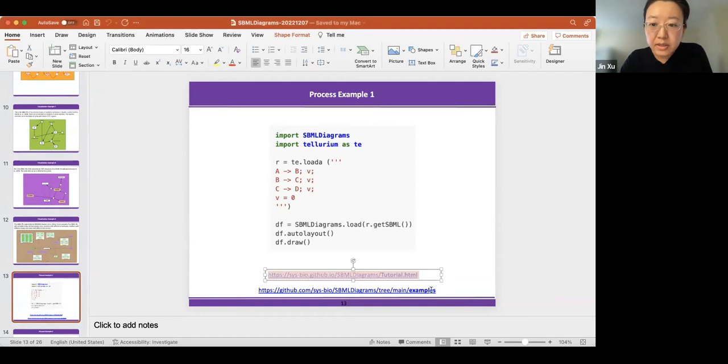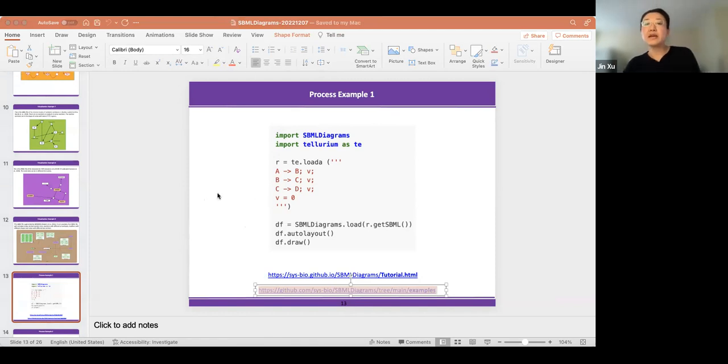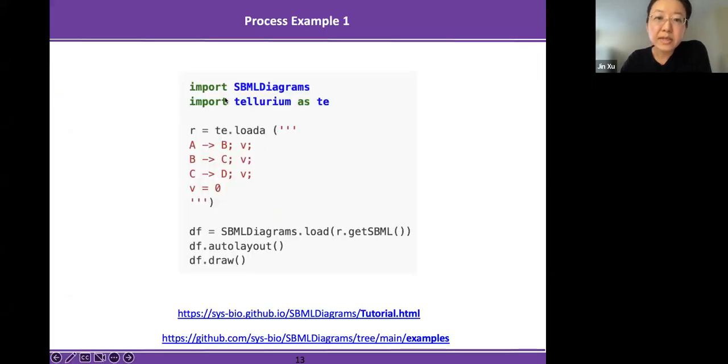The first link is to the documentation, with the tutorials section, some examples of visualization, and how you can use the code. The next one is on GitHub, with some code examples that I'm also gonna share with you here first. This is a simple example where you first import the SBML diagrams Python package, and then you can cooperate with Tellurium, which supports Antimony like this, and also the Python language.